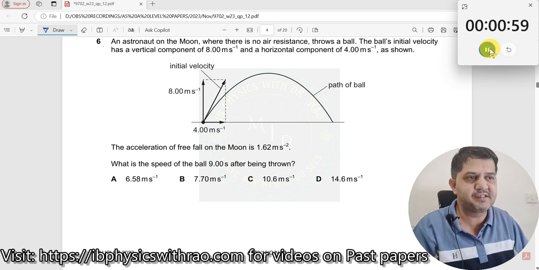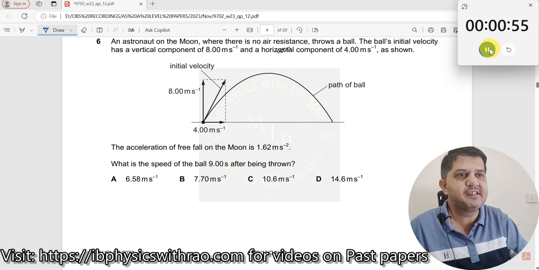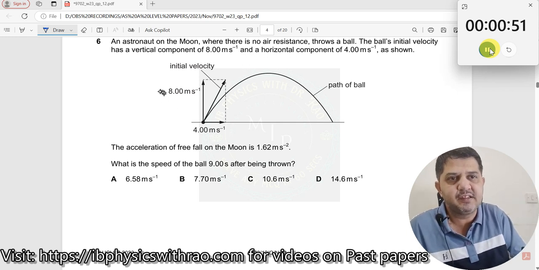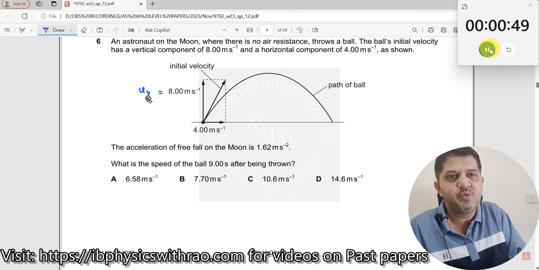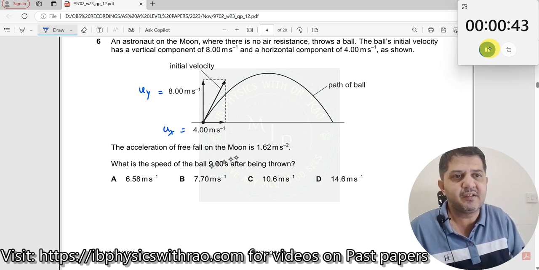Question number 6. An astronaut on the moon, where there is no air resistance, throws a ball. The ball's initial velocity has a vertical component of 8 meters per second, so this is your uy, and a horizontal component of 4 meters per second, so this is your ux. The acceleration of free fall on the moon is nothing but g here.